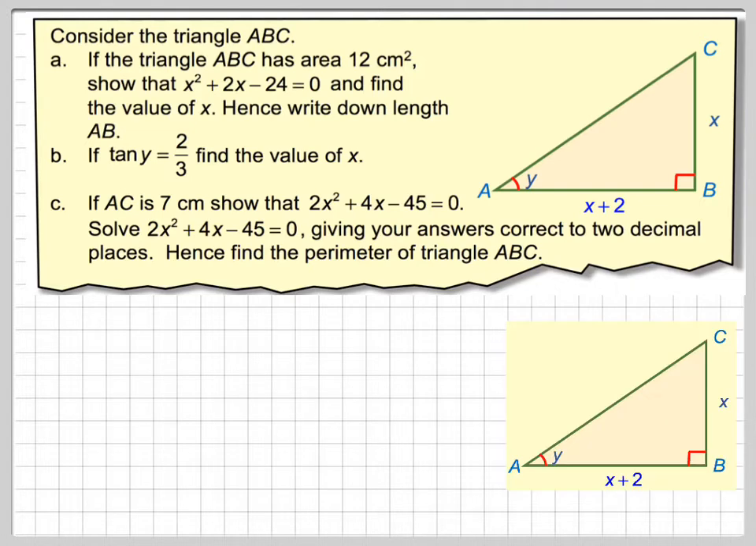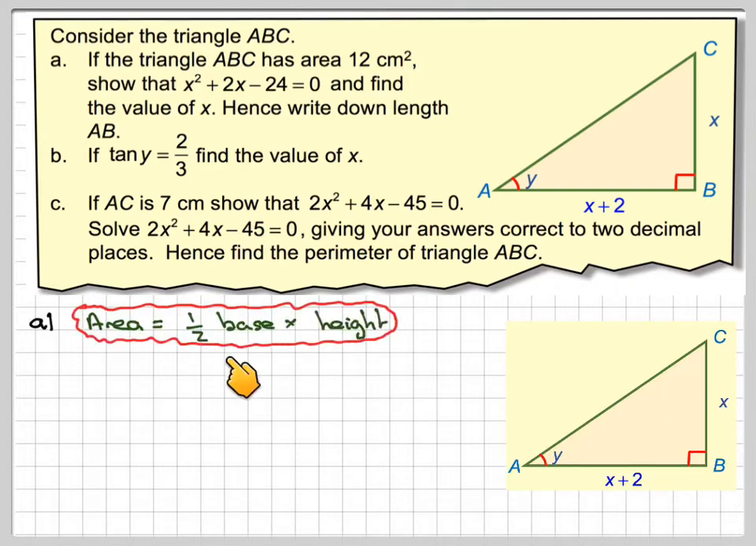Right, so we've got the triangle here. The area of the triangle is half base times height. So it's going to be half of the base, which is x plus 2, times x, and we are told that's equal to 12. So we've formed an equation here, which we now need to solve. A half x, x plus 2 is equal to 12.